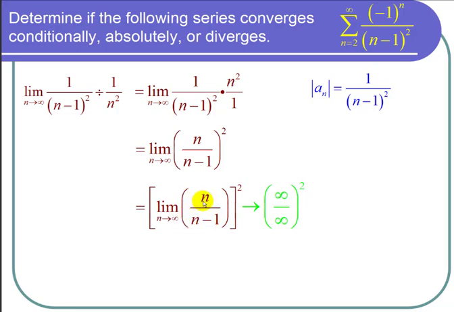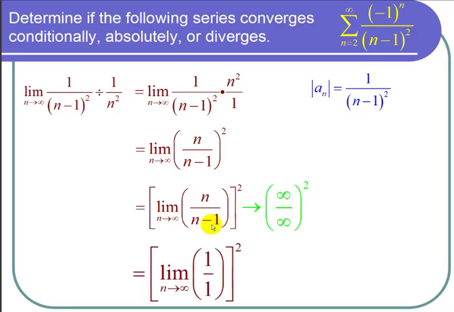So the derivative of n is 1, and the derivative of n minus 1 is also 1. So I get the limit as n goes to infinity of 1 over 1, all squared. And that just reduces to 1. And that's good because I'm using the limit comparison test. So I'm looking for a number that's not 0 and doesn't go to infinity. And 1 is certainly not 0 or infinity.